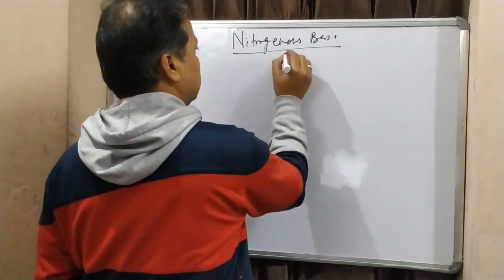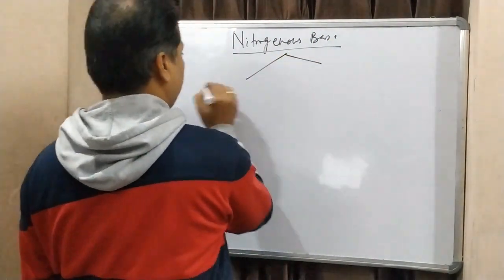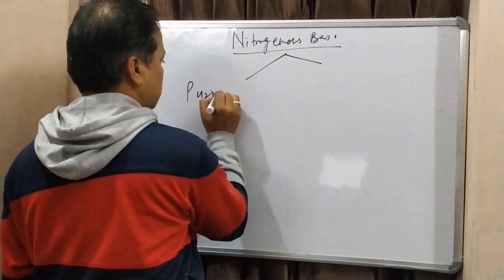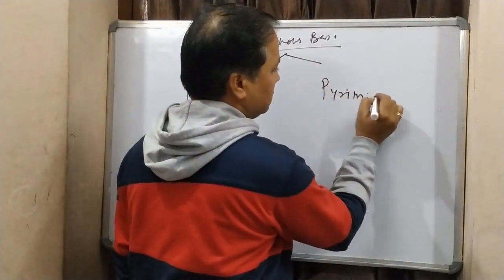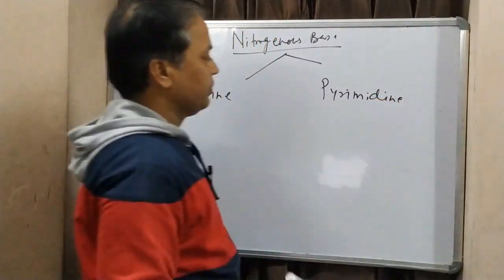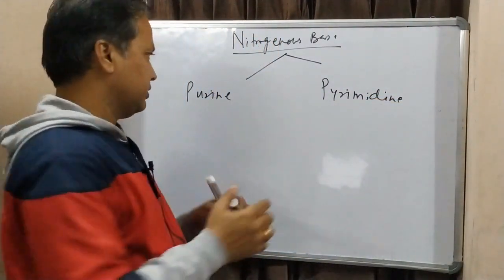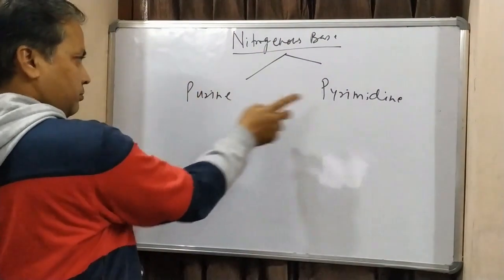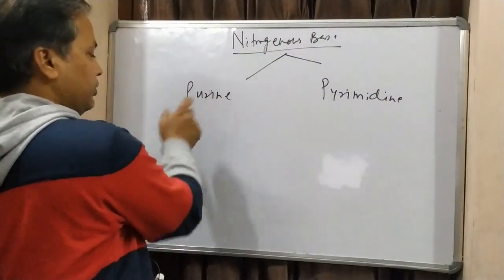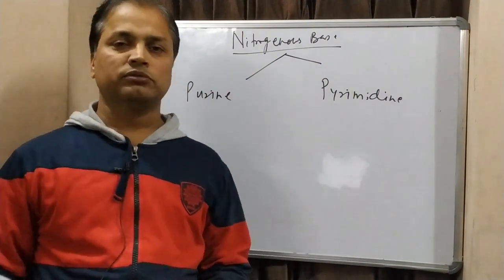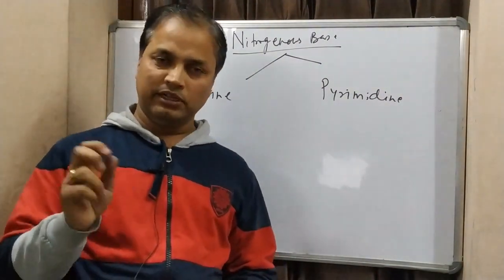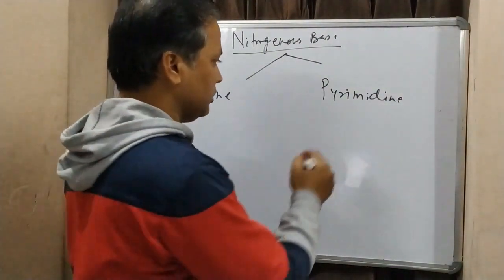One is called purine, the other is called pyrimidine. You can remember it by the name: purine is a small word, so its structure will be big, and pyrimidine is a bigger word, so its structure will be small.